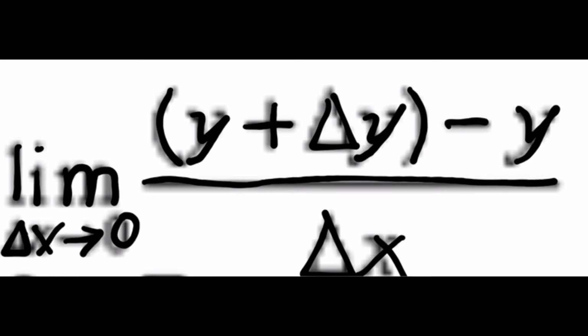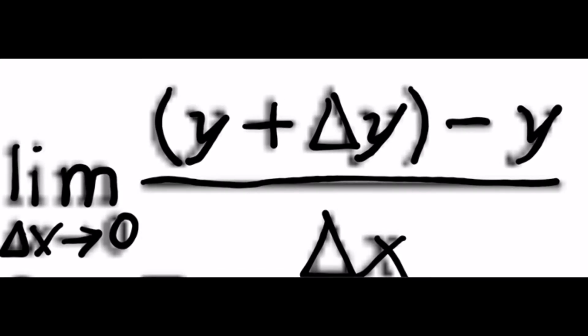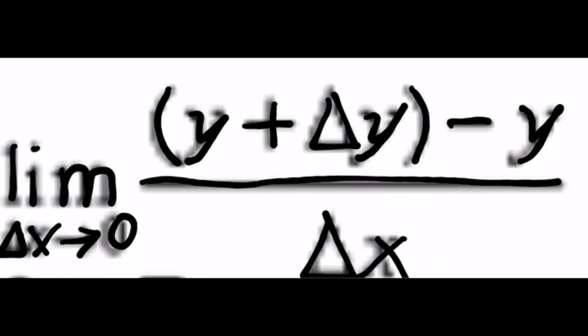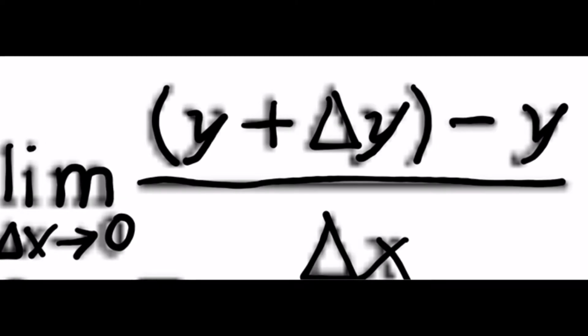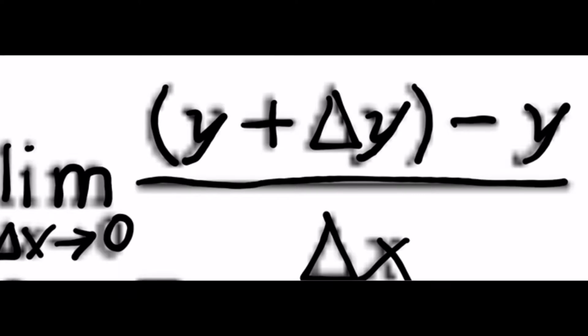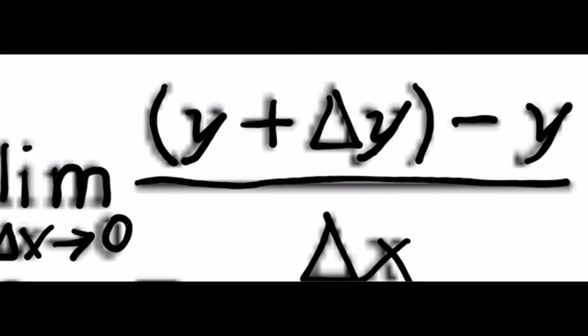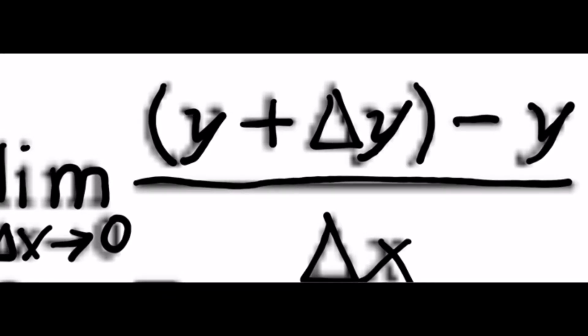Now, the derivative of a function is just the limit of the difference of the new y value after a small change less the original y value, divided by how far we had to move, or delta x, to get to the new y value. The limit of that as the distance we had to move goes to 0. So, let's go through that process one bit at a time, recognizing that f of x plus delta x is the same thing as y plus delta y.